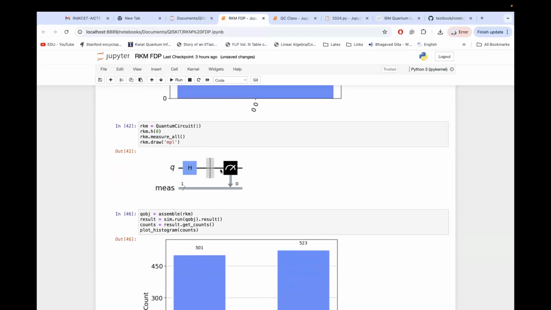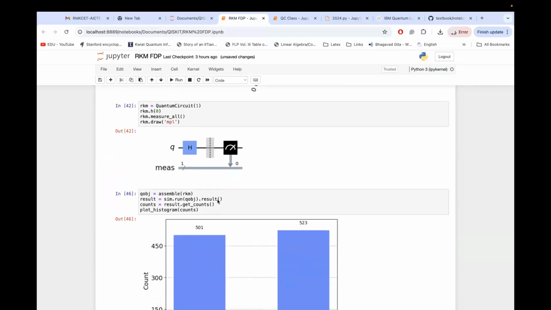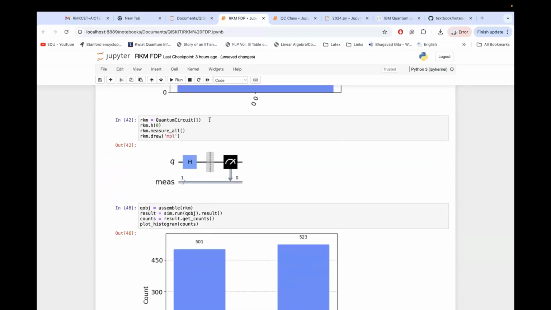So this is the very simplest case. What we are doing is initializing a quantum circuit with only 1 qubit, storing that in the name RKM, and just applying a Hadamard operator.